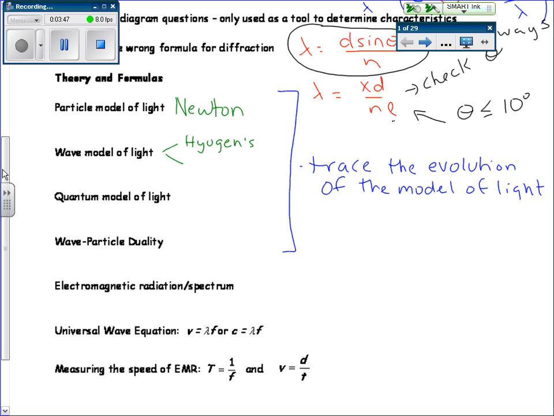Huygens' principle, and then Young's double slit experiment. Then there's the quantum model of light, which is really supported by Planck and Einstein. And so that relates to the photoelectric effect.